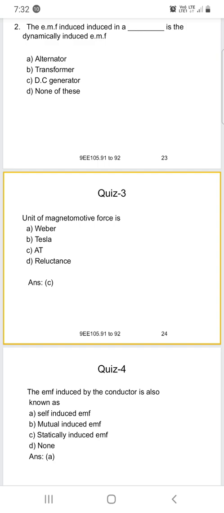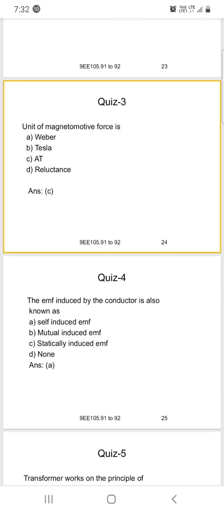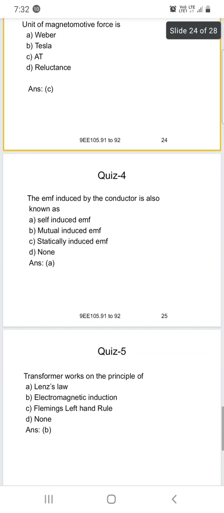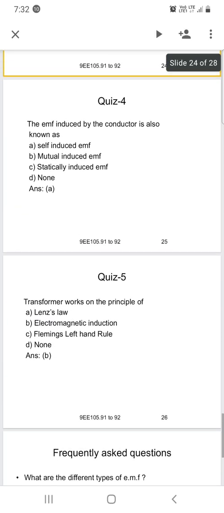The unit of magnetomotive force is the ampere turn. Option C is the correct answer, ampere turns. Next quiz question: the EMF induced by the conductor itself is known as self-induced EMF. Option A is the correct answer.